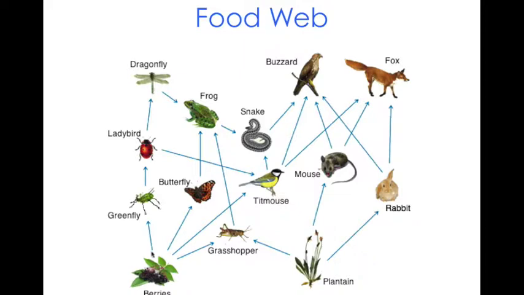Okay, so here is a food web that you can sort of see. You've got berries, grasshoppers, butterflies, frogs, snakes, buzzards, foxes, rabbits, and so forth. The layer that you usually should be able to identify the easiest is the producer, which are usually the ones that sit at the bottom of that food web. So the berries and the plantains are the producers. Your primary consumers, the ones that eat them, the ones that the arrow is pointing directly to, are your rabbits, the mouse, the grasshopper, the butterfly, and the green fly.